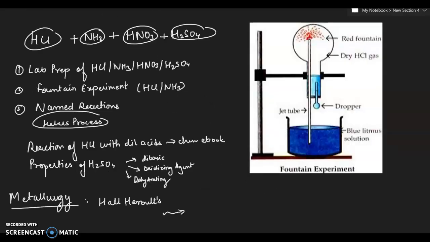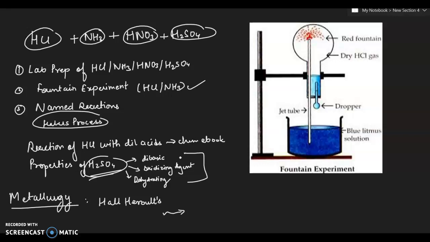Now the chapters on study of compounds: we have HCl, NH3, HNO3, H2SO4, lab preparation of all these compounds, and the fountain experiment. I have covered all these reactions in my ebook. It has all named reactions with catalysts, temperatures, all balanced. Like properties of H2SO4. Questions are asked from this part, such as H2SO4 as a dehydrating agent. Please mention the reaction. It should be balanced.